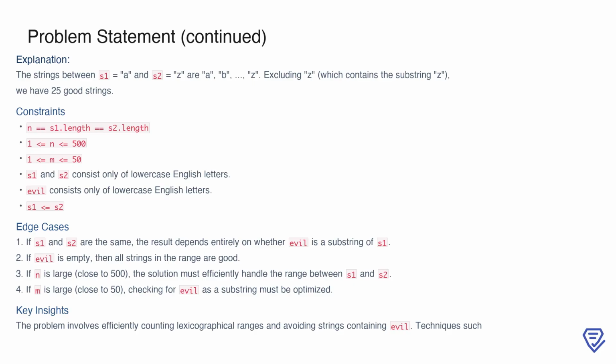It's important to account for edge cases, such as when S1 and S2 are the same, which means the result depends solely on whether evil appears in S1. If evil is empty, all strings in the range are valid, and if n or m are near their upper limits, the solution must handle these efficiently.